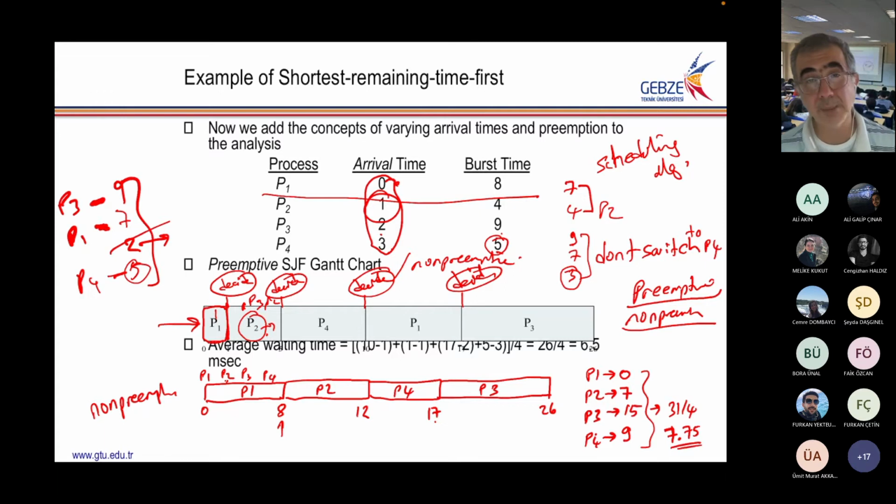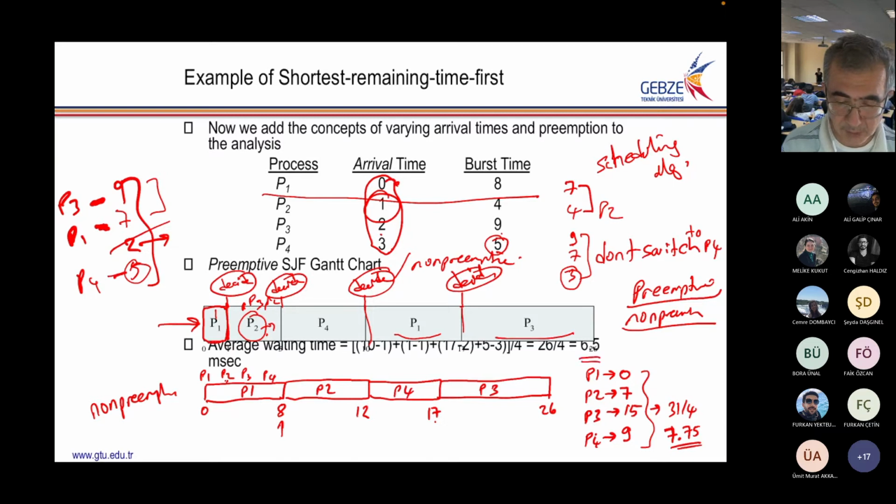Since there is nobody coming again, I don't execute comparison. So P4 is executed. Then once P4 finishes, I make a decision between 9 and 7. 7 is shorter, so I execute P1. I finish P1 and then I finish P3.